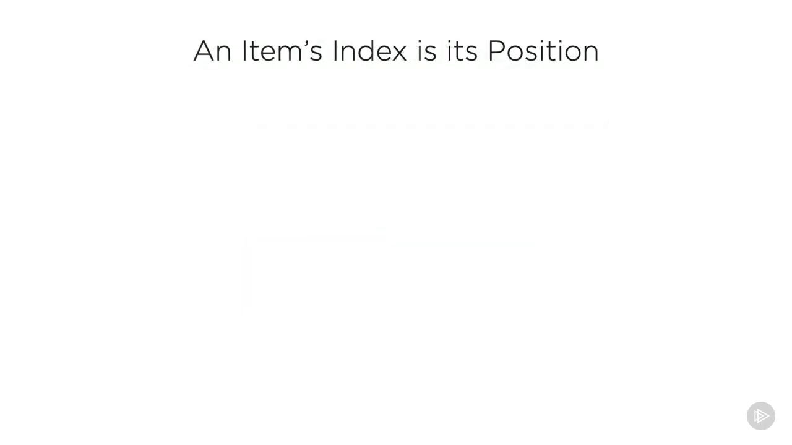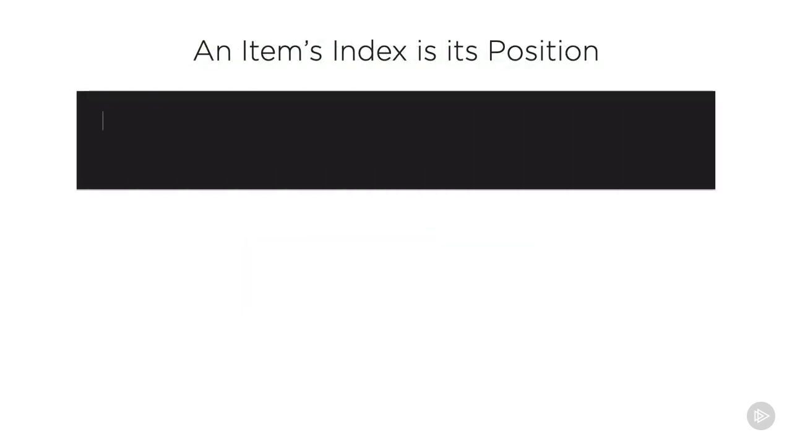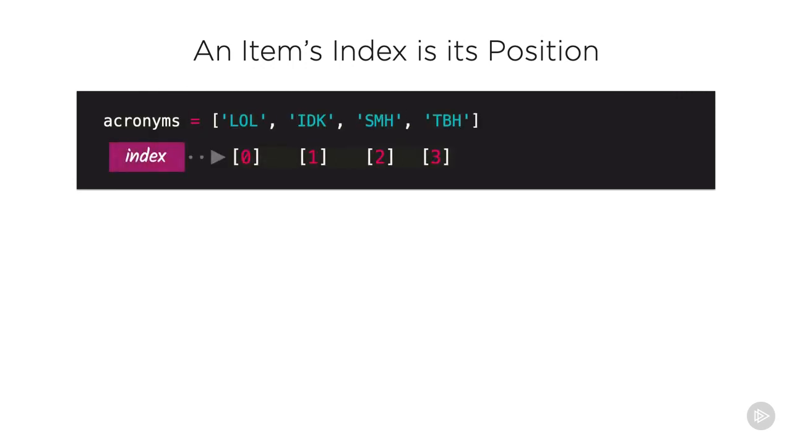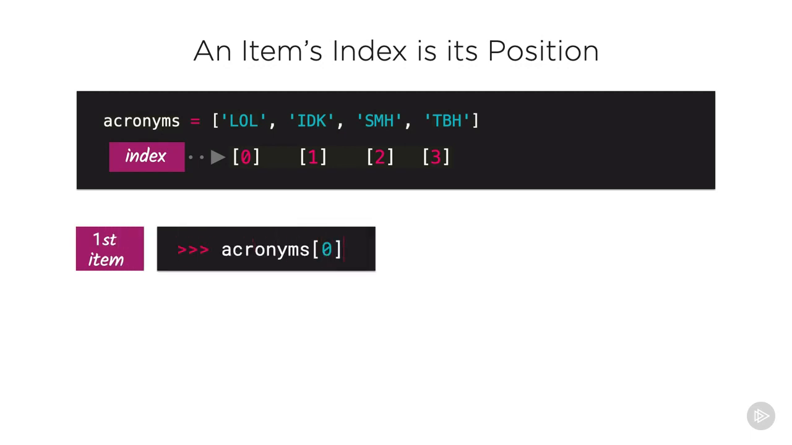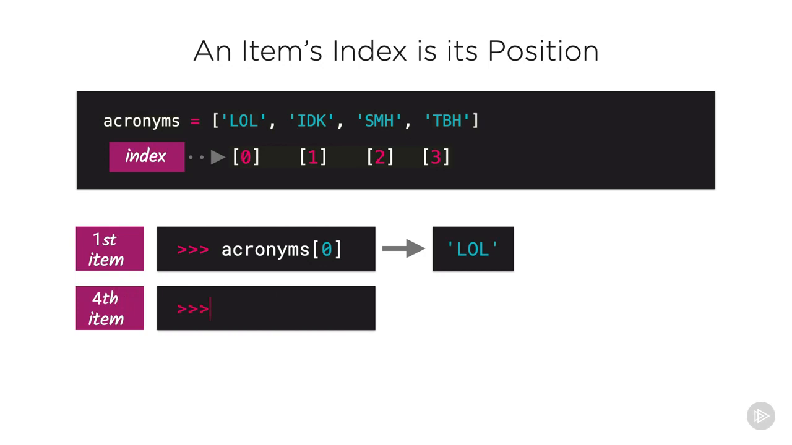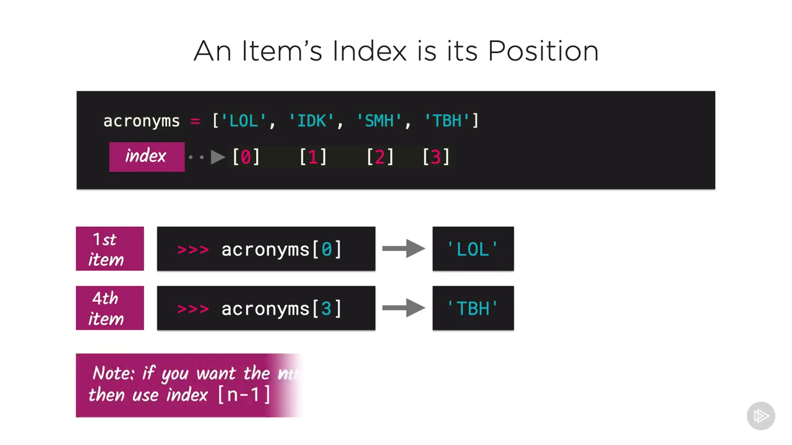In a list, an item's index is its position. In Python and in most programming languages, the index numbering starts at 0. So if we want to get the first acronym in our list, we type the name of the list, followed by square brackets and the index 0. Then the fourth acronym is at index 3. And in general, if you want the nth item, you would use the index n-1.